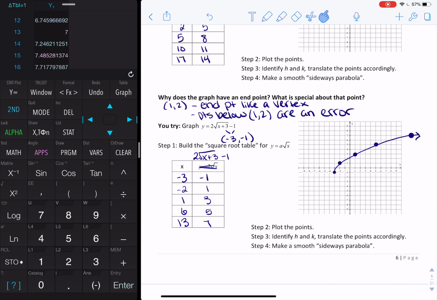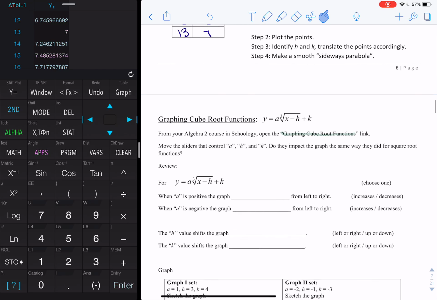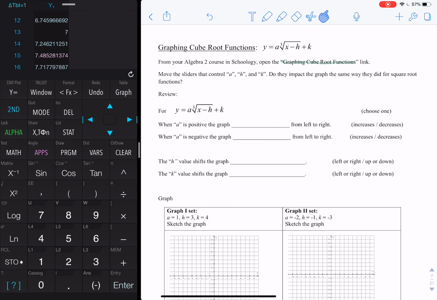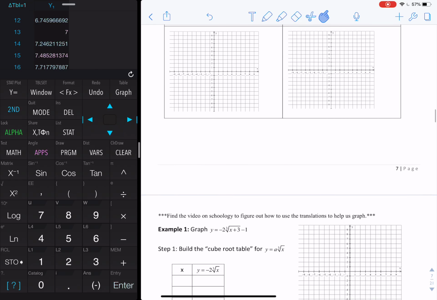All right. So if you have not completed page 7 yet, go ahead and pause the video and complete page 7. Then we can go ahead and go on to page 8.